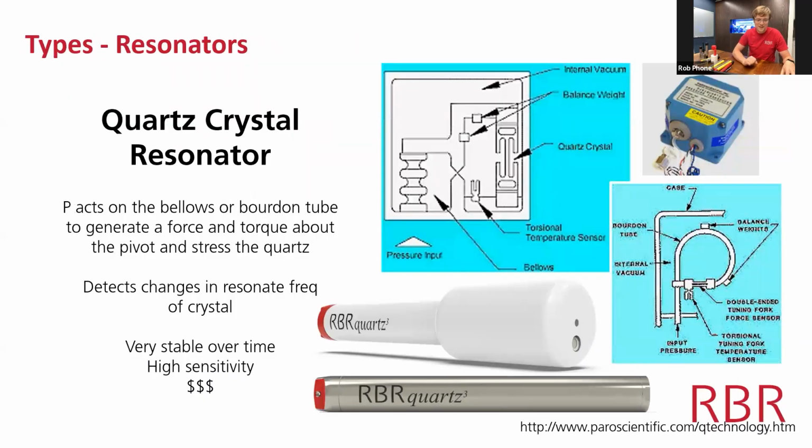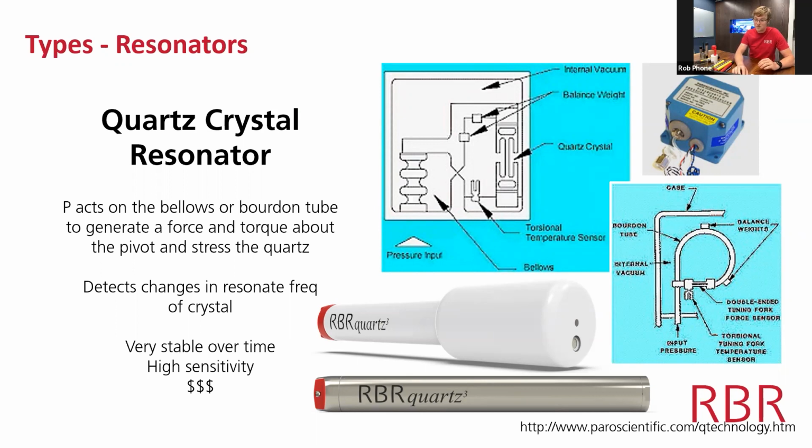The next pressure technology is the quartz crystal resonator. These come in two forms. One is for low pressure, which is 330 decibars or less. In this scenario, it's this image here, where pressure acts on a bellows, and this bellows generates a force and torque about a pivot point and compressively stresses the quartz crystal.